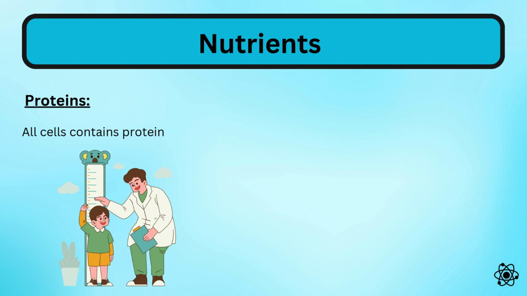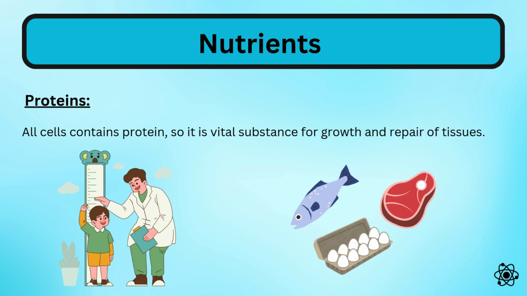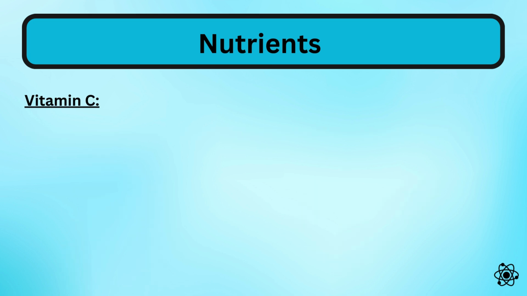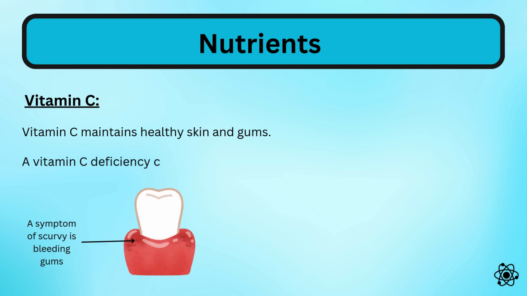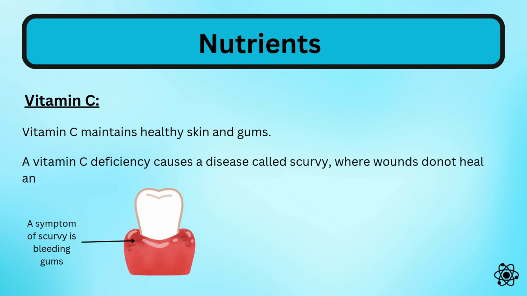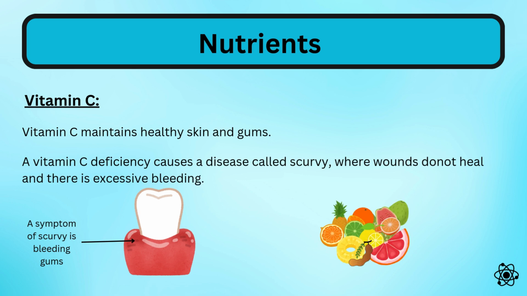All cells contain proteins, so it is a vital substance for growth and repair of tissues. Proteins are found in fish, meat, and eggs. Vitamin C maintains healthy skin and gums. A vitamin C deficiency causes a disease called scurvy, where wounds don't heal and there is excessive bleeding. Vitamin C is found in citrus fruits like oranges and lemons.